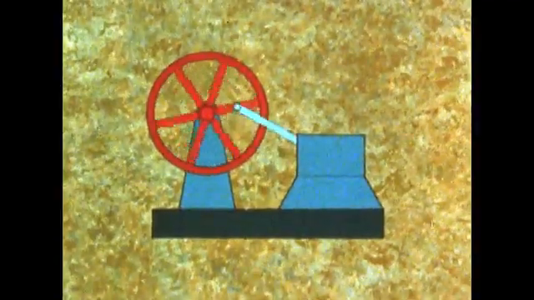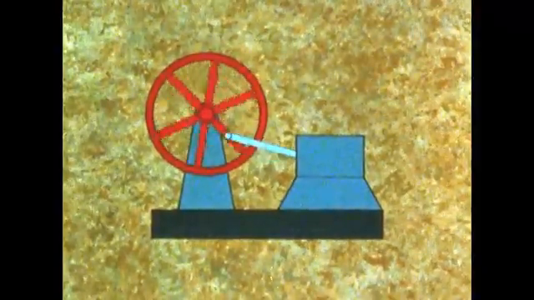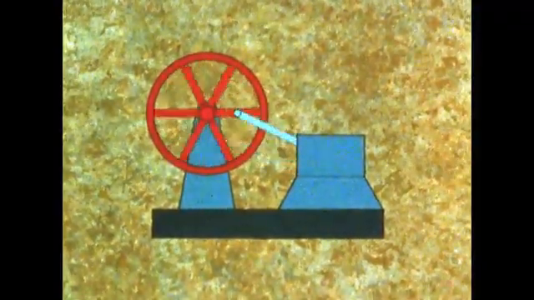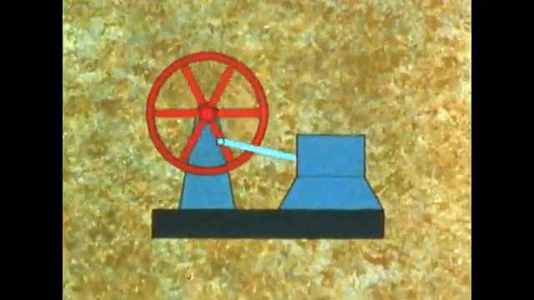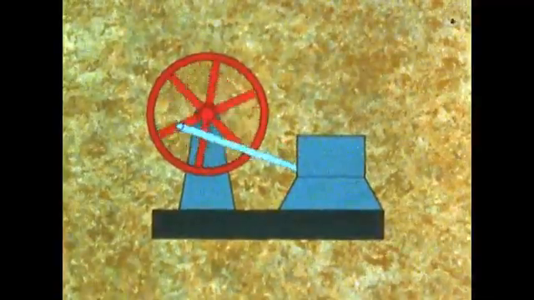Now, suppose we have a steam engine being driven slowly. It will be doing a small amount of work. But if it is driven faster, it will be doing more work. It will be working at a higher rate. The rate at which work is done is called power.